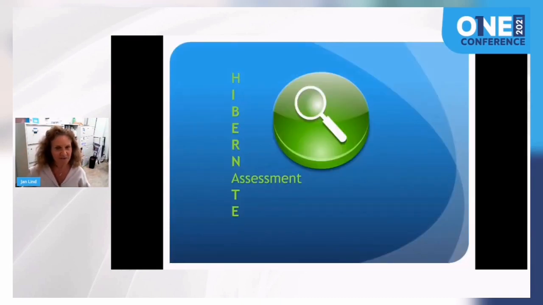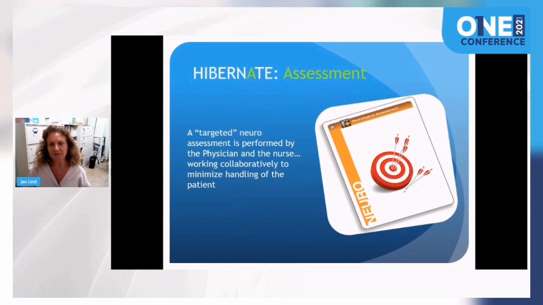A is for assessment. A targeted neuroassessment is performed by the physician and the nurse, working collaboratively to minimize the handling of the patient and avoid stress to the infant. The routine neuroassessment every 4 to 6 hours should be minimally invasive and incorporated in your head-to-toe. Documentation should focus on things like state of arousal and spontaneous movements, as well as the abnormal. So you don't want to do your whole assessment and then go back and say, oh, now I've got to do a neuroassessment. And we don't routinely do pupil reaction because it can be quite stressful for the infant.